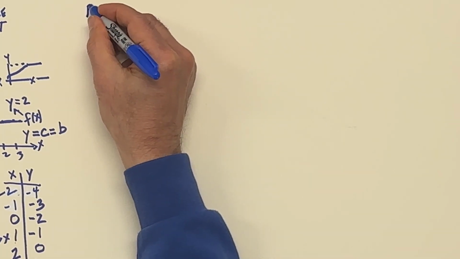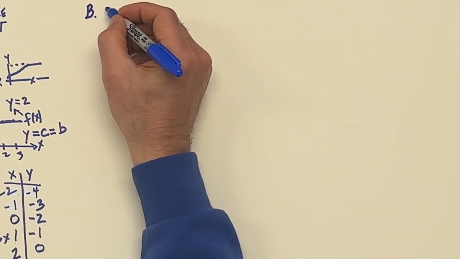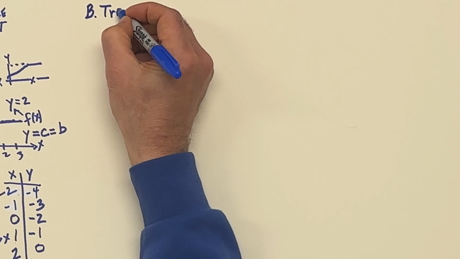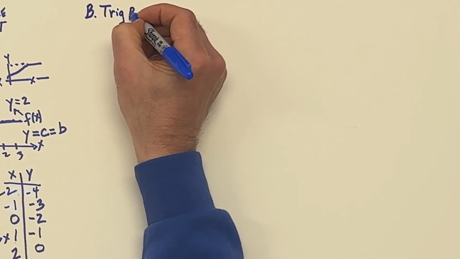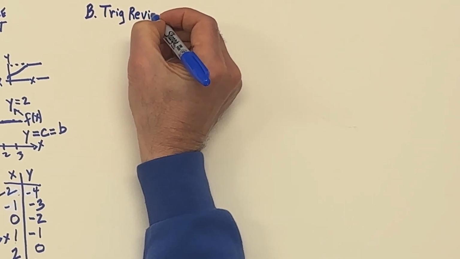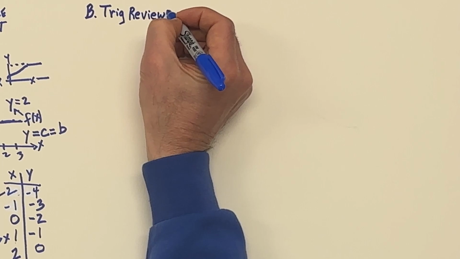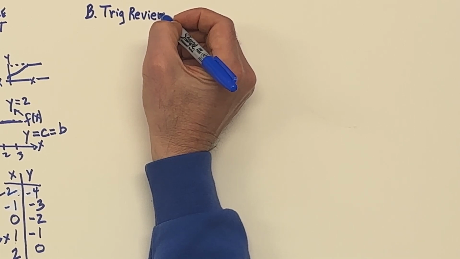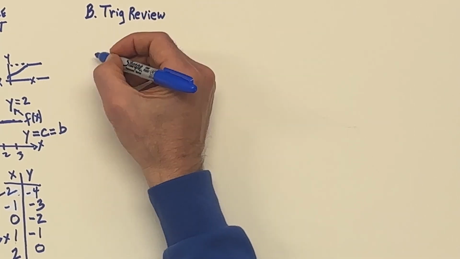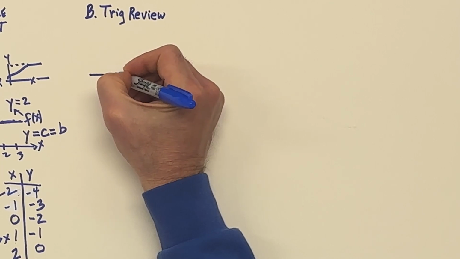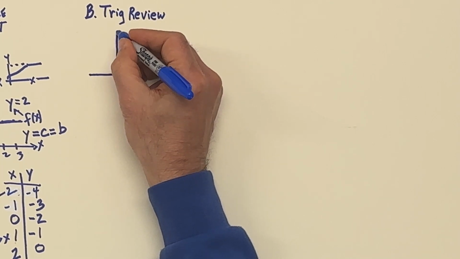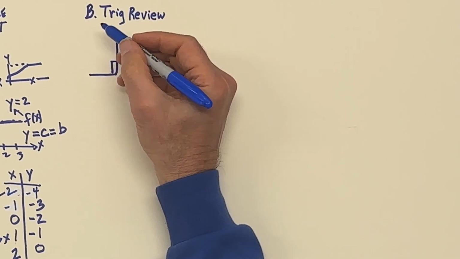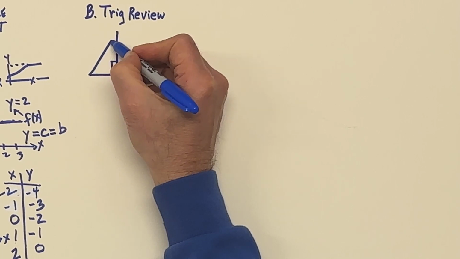Now we're into chapter B, which is going to be a trig review. We're going to be taking the slope, finding the slope for many trig functions, so we want to review basically what is trigonometry. Now, the basis of trigonometry lies in the right triangle and the unit circle, which we'll see in a second.